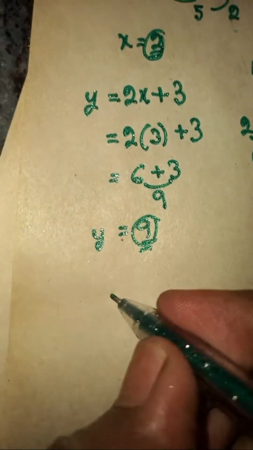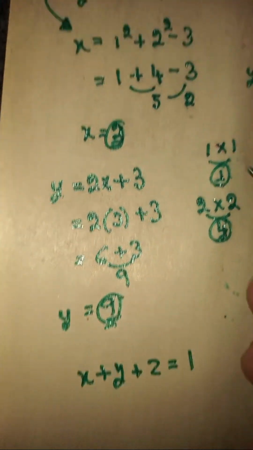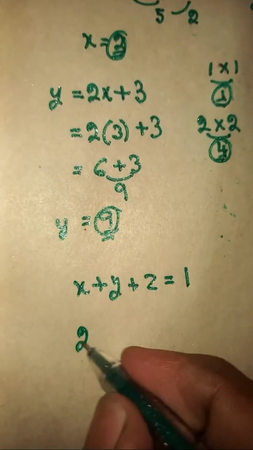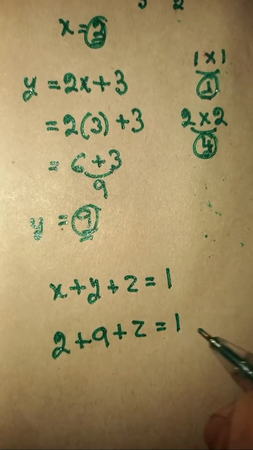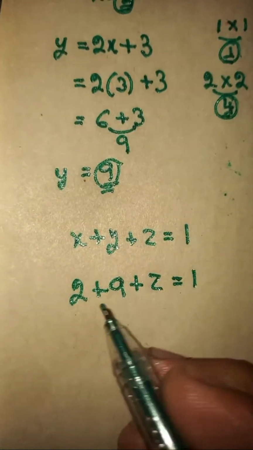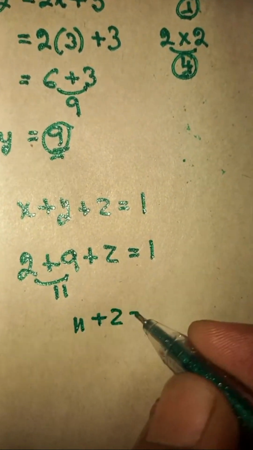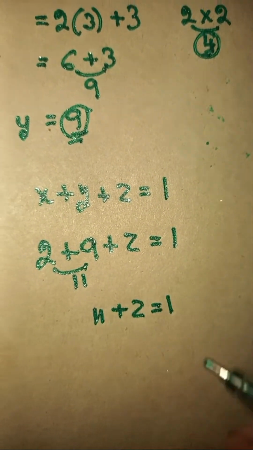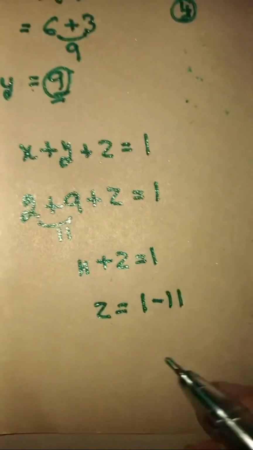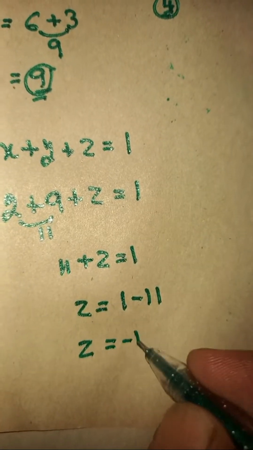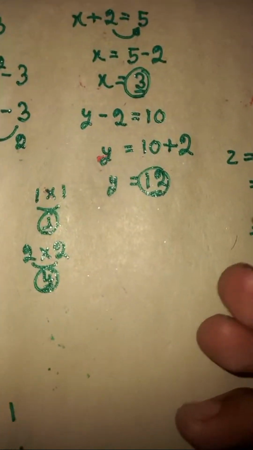That is x plus y plus z equal to 1. Now x value is 2, y value is 9, and z remains like this, which is equal to 1. 2 plus 9 is 11. 11 plus z equal to 1. Send that 11 that side, it becomes minus 11. Z equal to 1 minus 11. So z equal to minus 10. Now let's start by doing another problem.